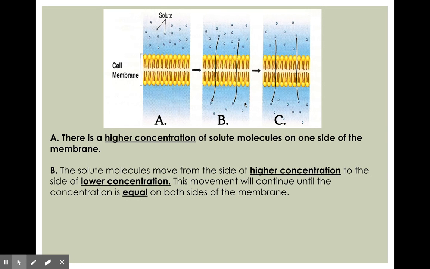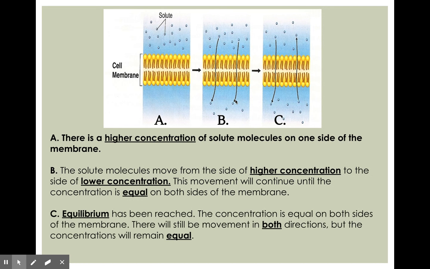This movement is going to continue until the concentration is equal on both sides of the membrane. Okay, so here we have high concentration, low concentration, or actually no concentration, and things will move automatically from high to low. And this will just keep happening until it's equal on both sides. Letter C is an example of equilibrium. So after things move from high to low, equilibrium is reached. So you can see I have an equal number of molecules on both sides of the cell membrane.